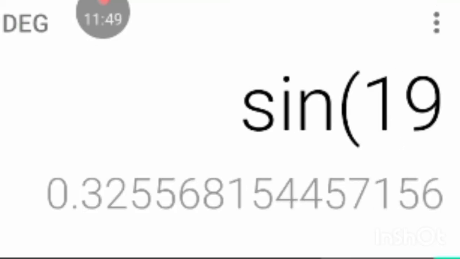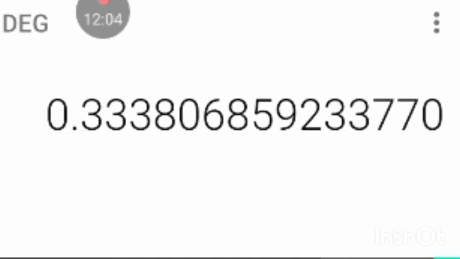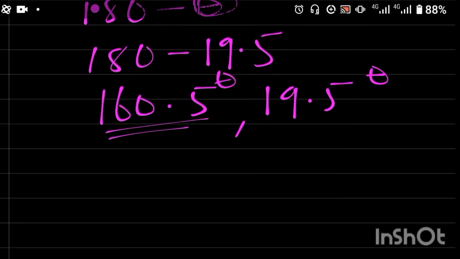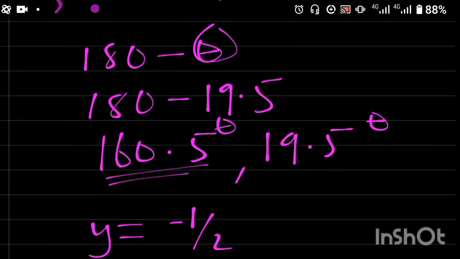Sine 19.5, I have 0.333. Now let's press sine 160.5. So it still gives me the same answer, 0.333. So that means 19.5 and 160.5 are the two angles that will give me the same positive value of 1/3. Now we've gotten that for y is equal to 1/3. Now let's do the one for y is equal to minus 1/2.